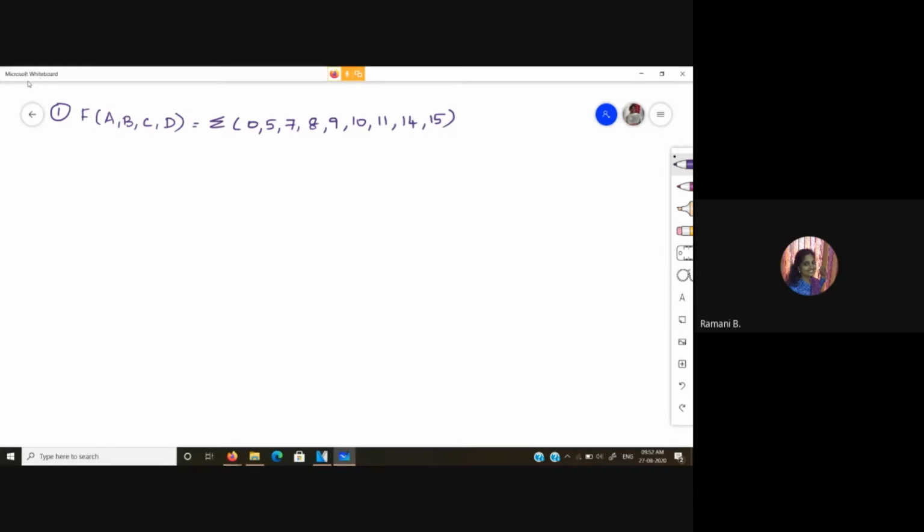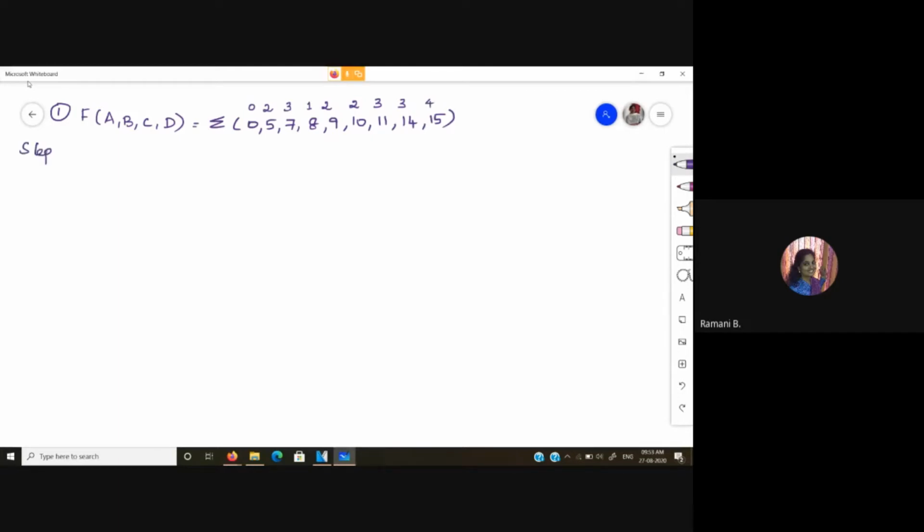With the tabulation method, our first task is to group the minterms based on the number of ones in them. So with 0, we have 0 number of ones. In 5, we have 2 number of ones. 7 is 3, 8 is 1, 9 is 2, 10 is 2, 11 is 3, 14 is also 3 and 15 is 4.